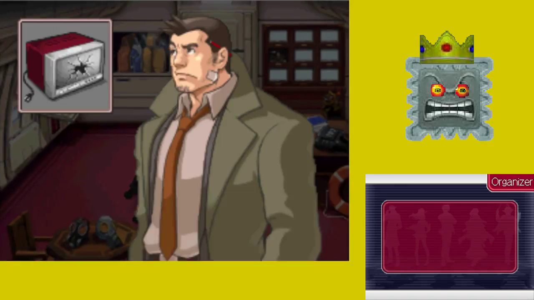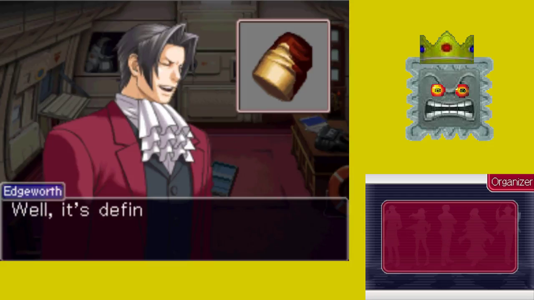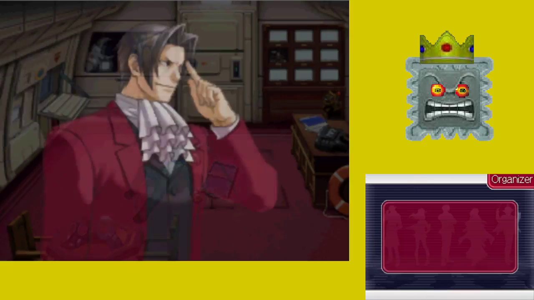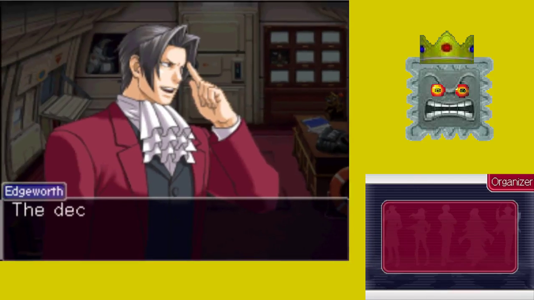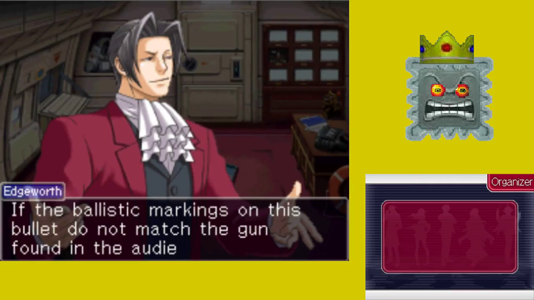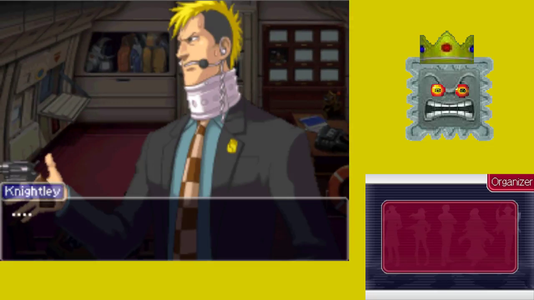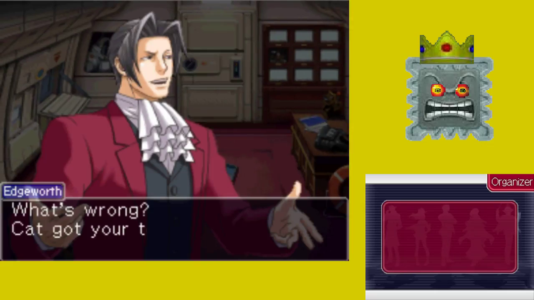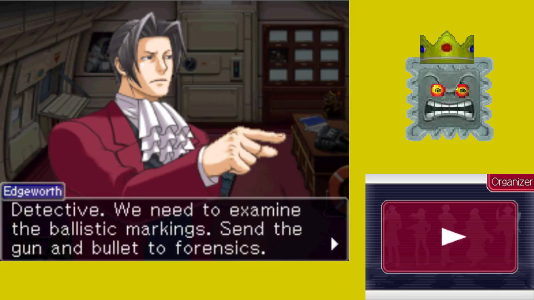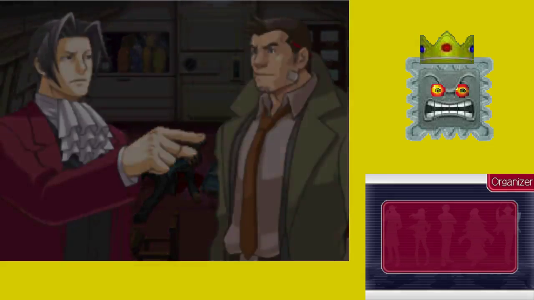Good work, Detective. Now let's examine it. If I do this here and then that, I got it! Well, it's definitely stained with blood. I'm certain this is the board that killed Rook. This is the board that will crush your argument. The decisive event that blows a hole in your logic. If the ballistic markings on this board do not match the gun found in the audience area, Miss Swift will be cleared of all suspicion. What's wrong? Cat got your tongue? Detective, we need to examine the ballistic markings. Send the gun and the bullet to forensics. Roger! We should be able to find the clear mark on this board, Zoe!